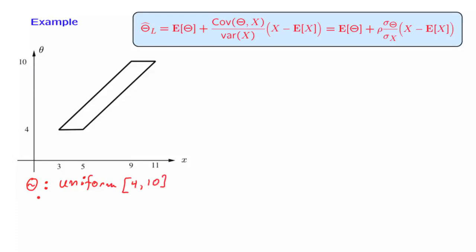What we get to observe is a random variable x, which is equal to theta plus or minus something. So x is theta plus a noise term u, and that noise term can be anything in the range from -1 to +1. Furthermore, the distribution of u is this particular uniform no matter what theta is, so theta and u are independent.